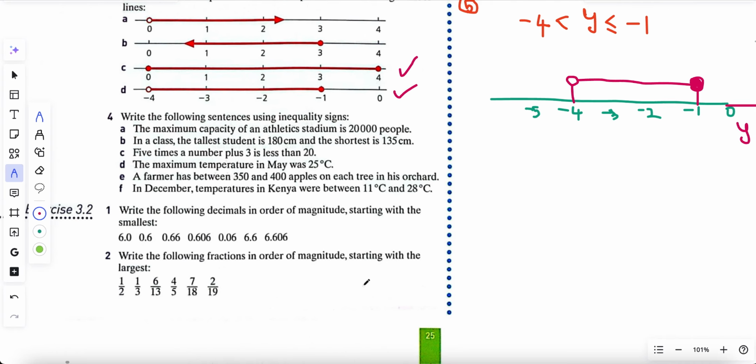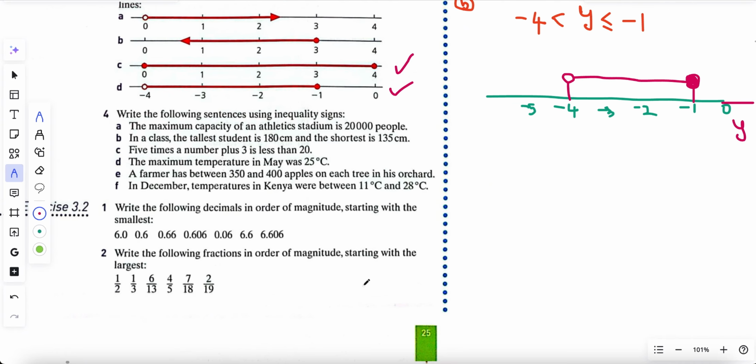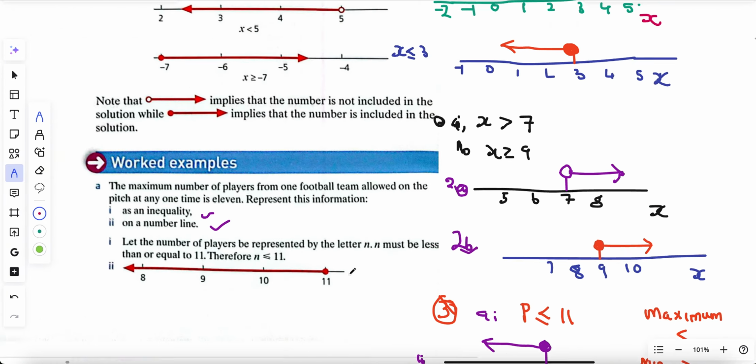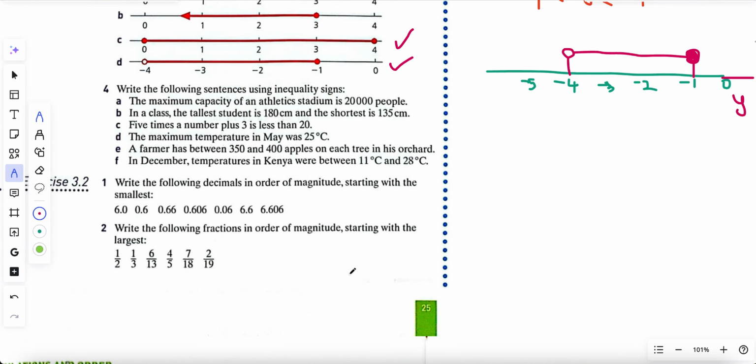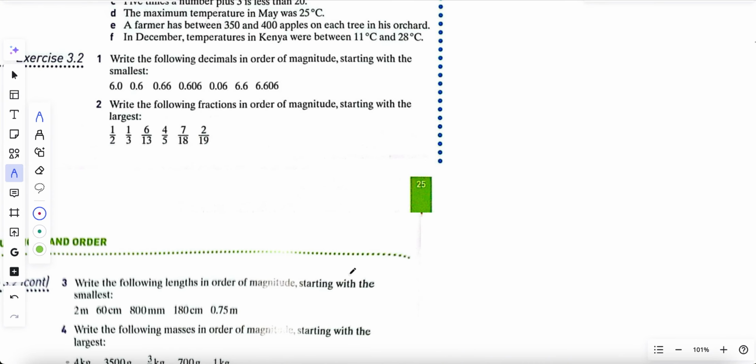Beside, we can also be given ordinary numbers to arrange. Since we are doing ordinary numbers, you can be given numbers and asked to arrange them. For example: write the following decimals in order of magnitude, starting with the smallest. You'll be given different decimals and asked to start with the smallest.